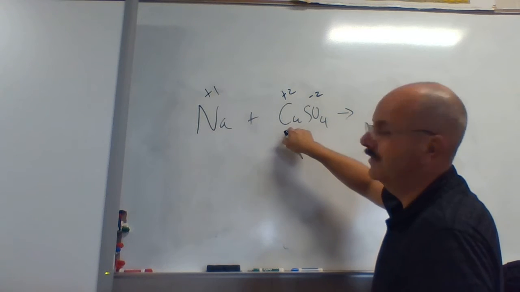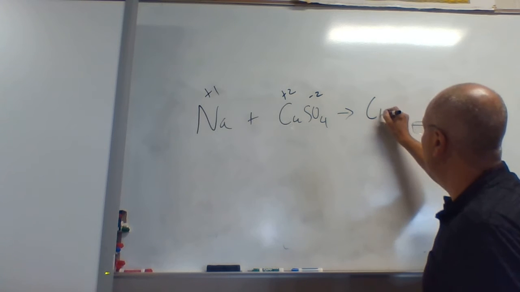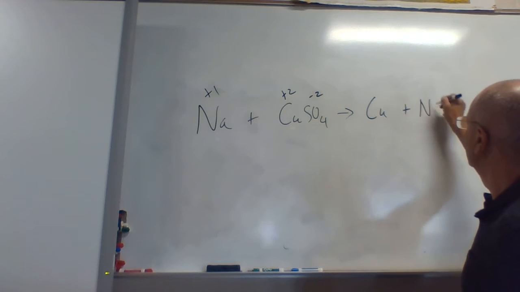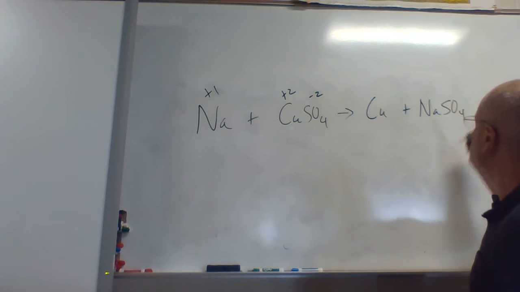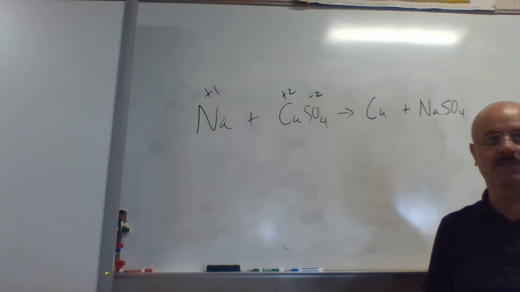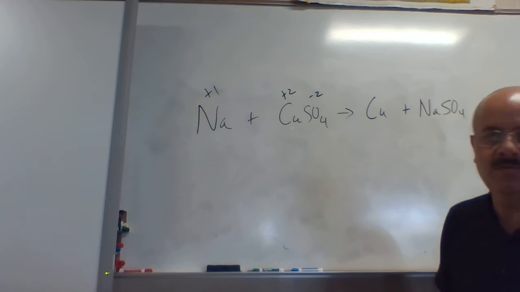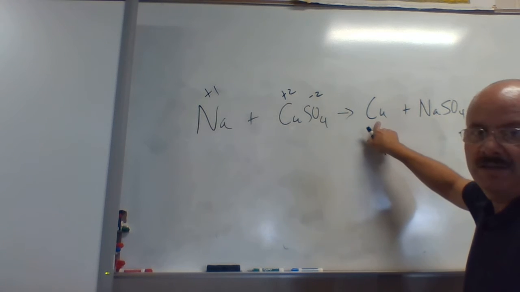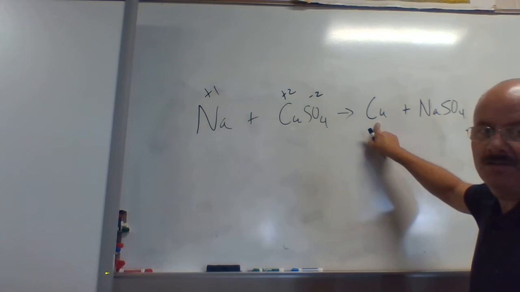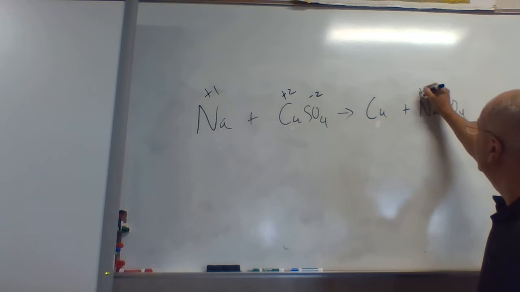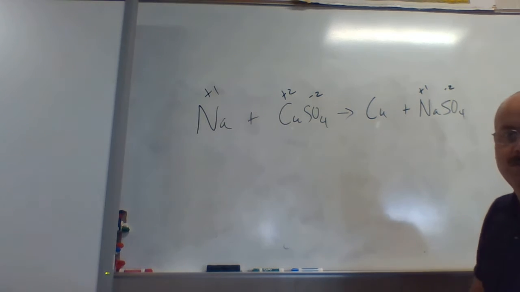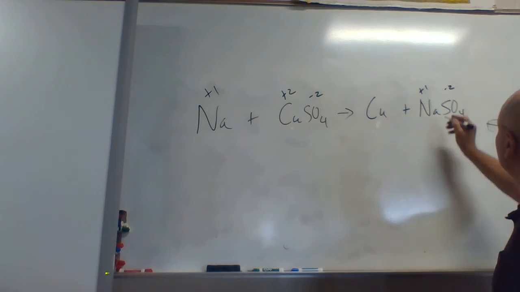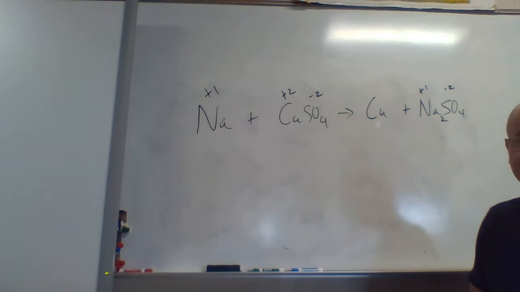So sodium and copper, they're going to trade. So we're going to get copper all by itself, plus the sodium joins up with SO4. I do bring across that 4 because it came from the polyatomic ion page. All right, Cu, is he a diatomic dude? No, he's not, so he just stays by himself. Na is +1, SO4 is -2. Well, those don't cancel each other, so we got to put a 2 down here by Na.